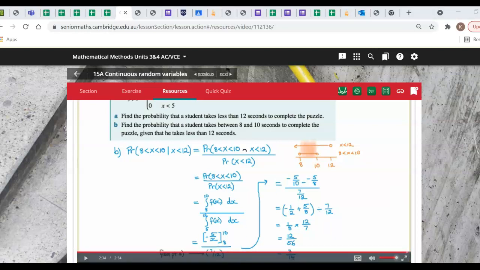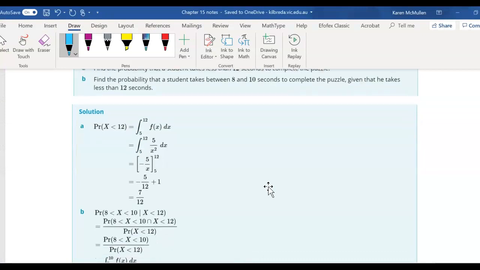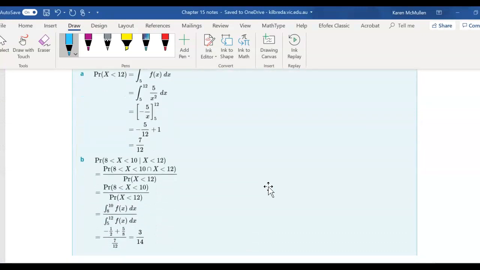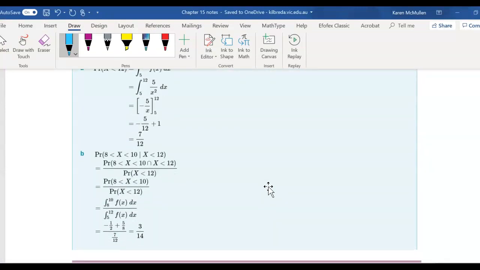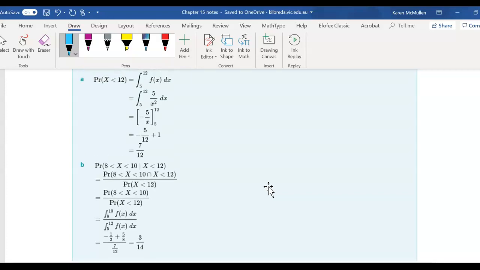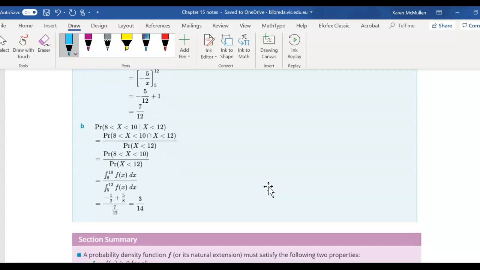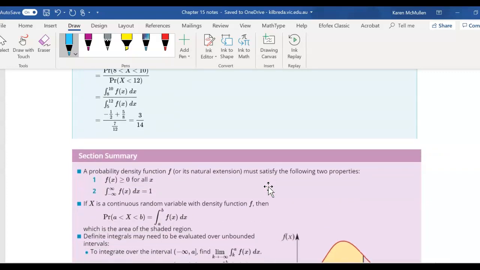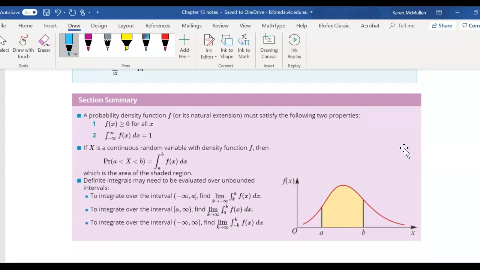All right, so let's return to the notes. So you can see all the working there as well, but in that video, just explaining how the question is answered, and we're using definite integrals again. So I'm going to go past this. That's just the section summary, what we've already covered.